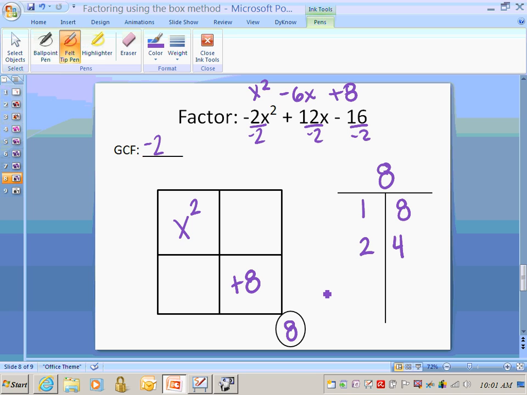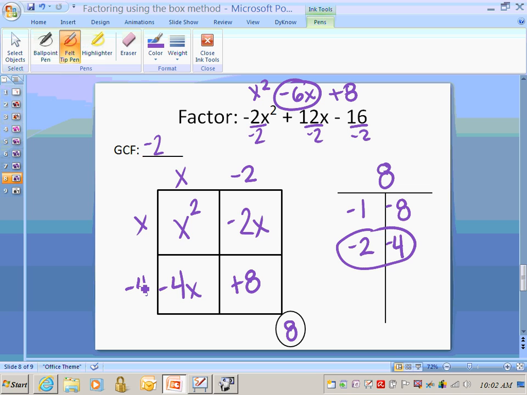Okay, what did you guys decide? They're both negative. Because this is adding to a negative 6. Which ones did you choose? -2 and -4. So I have, so my factors were, good.